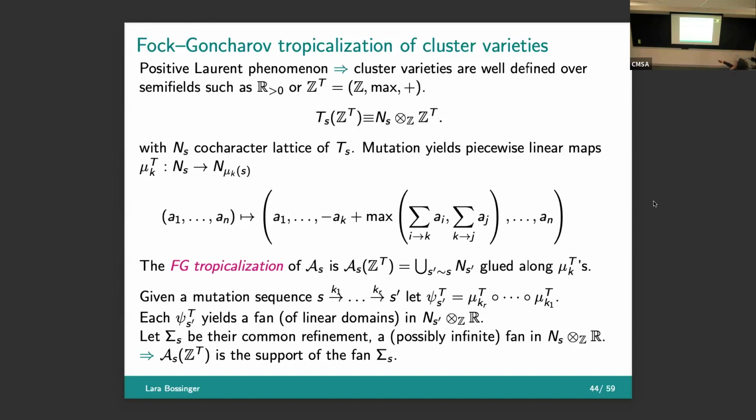Then I have the linear domains in S. Sorry, this is a typo. The domains of linearity are in the cone corresponding to S. My maps go in the same direction: mutation from S to S prime and the map between the lattices.